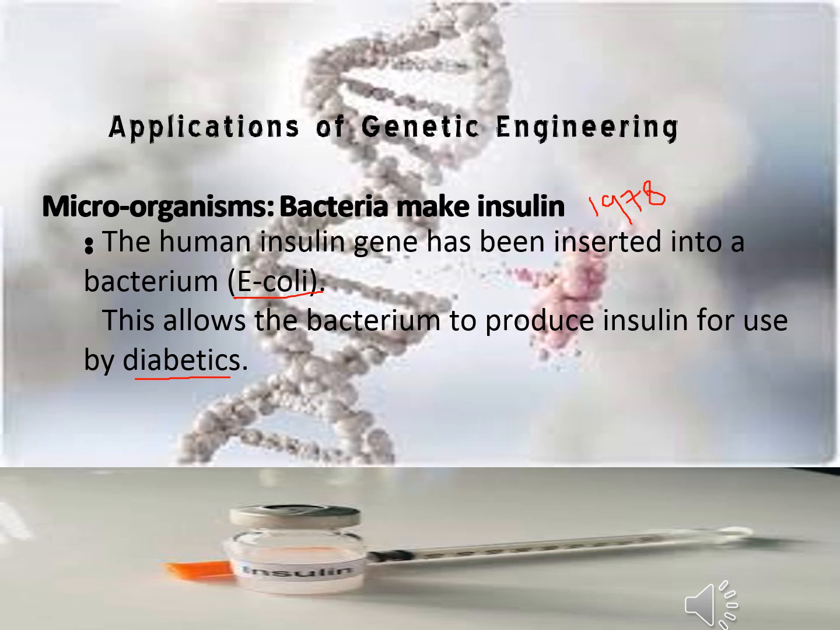Genetic engineering in microorganisms. Bacteria make insulin. The first genetically engineered synthetic insulin was produced in 1978. The human insulin gene has been inserted into a bacterium, E. coli. This allows the bacterium to produce insulin for the use of diabetics.